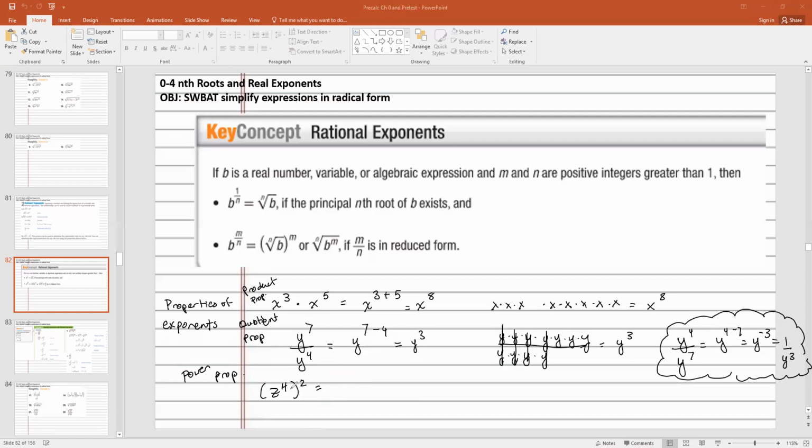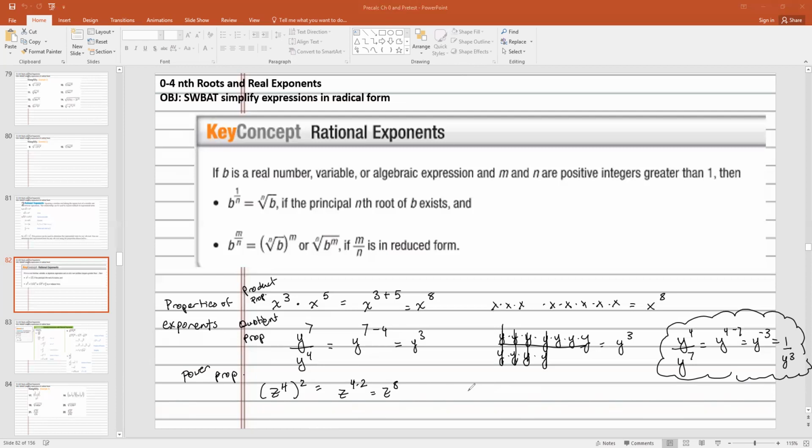Whenever you have two exponents separated by parentheses, or you have a power of a power, that's the same as multiplying. If you multiply the same base, you add the exponents. If you divide the same base, you subtract the exponents. If you have parentheses between the two exponents, you multiply. So here it's going to be z to the 4 times 2, which is z to the 8.